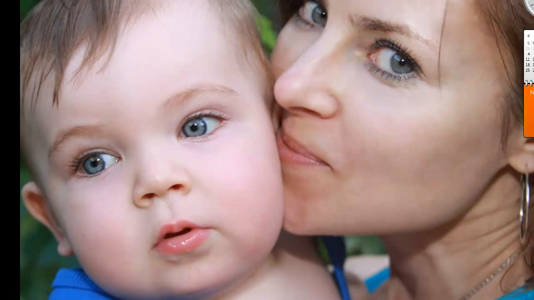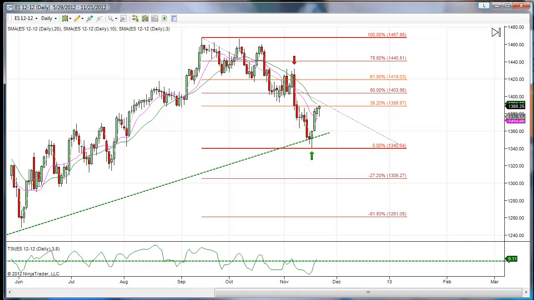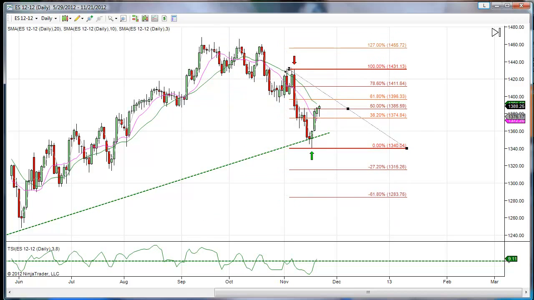And just want to look at the ES for targets going into the week. Again, the 50% at 1403.95 and the 618 at 1419.03, give or take. And using these closer pivots, of course, we have these numbers here. Okay, 50% at 1385 and 1396. Take care, remember to use your stops, and I hope this helped.